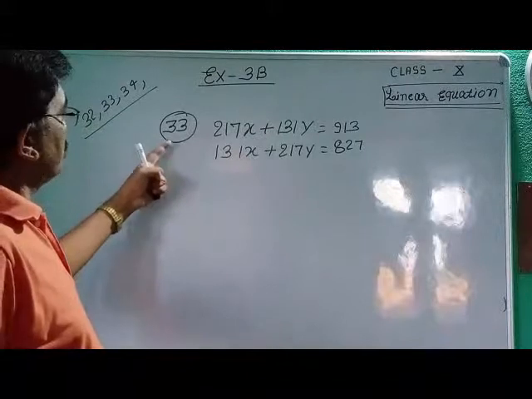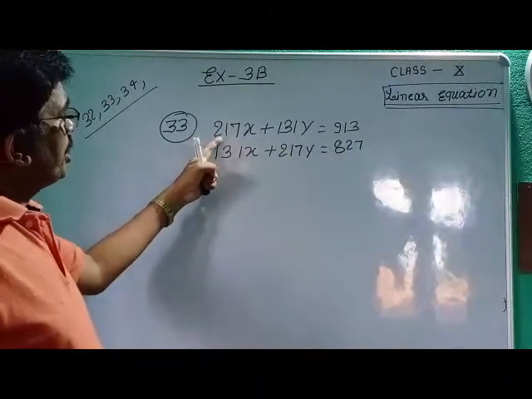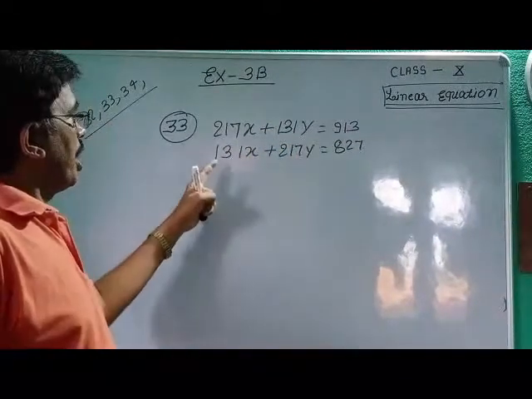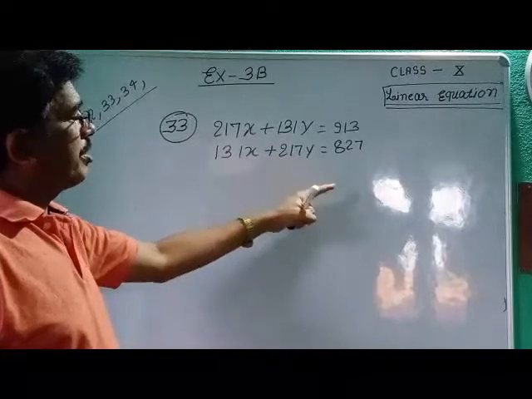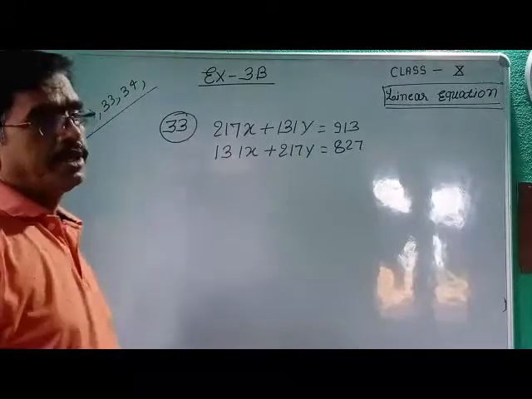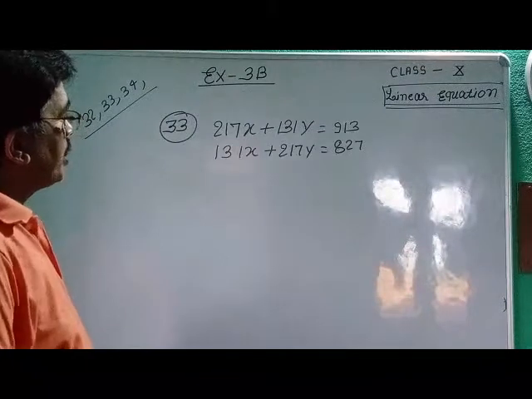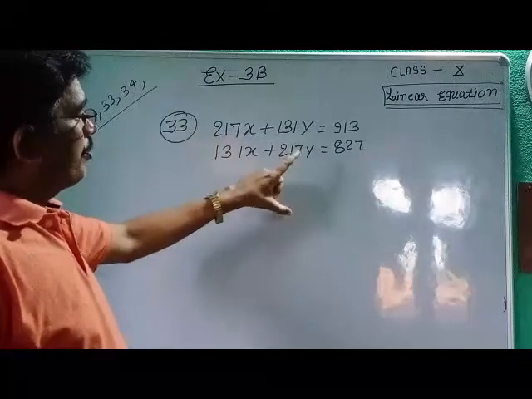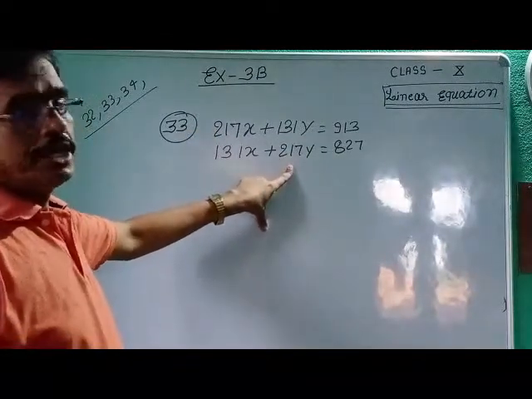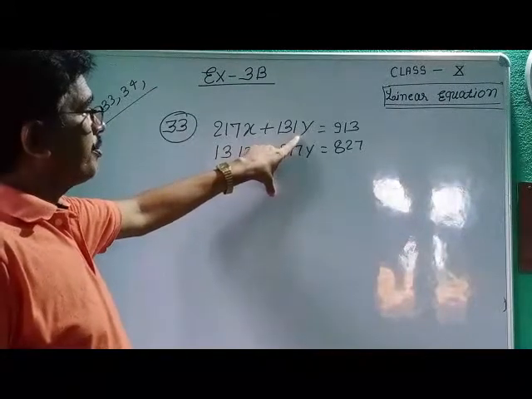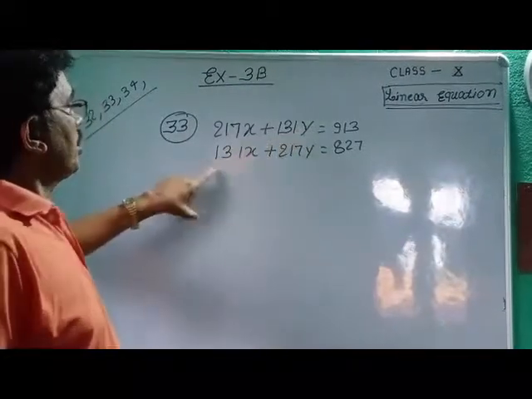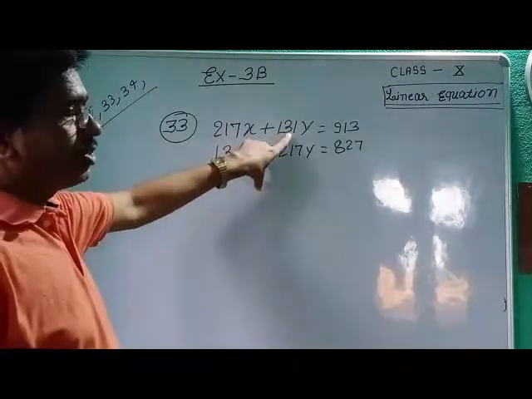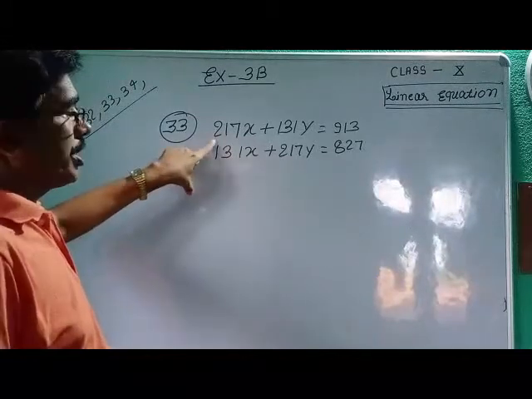Now see question number 33: 217x plus 131y is equal to 913 and 131x plus 217y is equal to 857. Dear student, in this type of question, find one thing: the coefficient of x of the first equation is equal to the coefficient of y of the second equation. Similarly, the coefficient of y of the first equation is equal to the coefficient of x of the second equation. Here 131, then here 131. Here 217, then here 217.